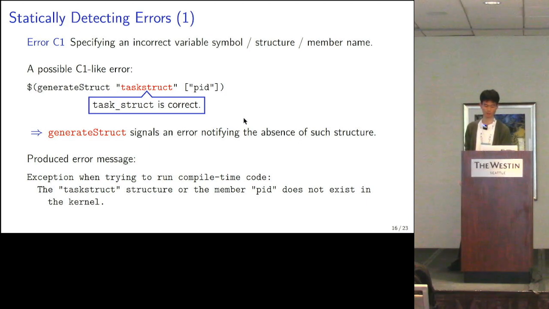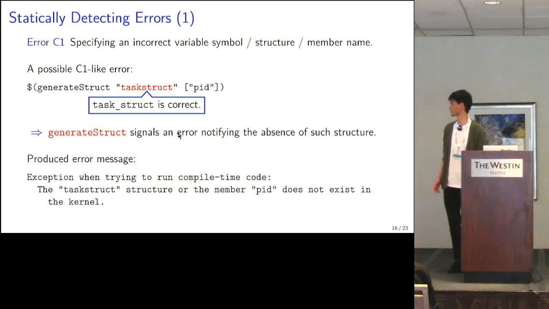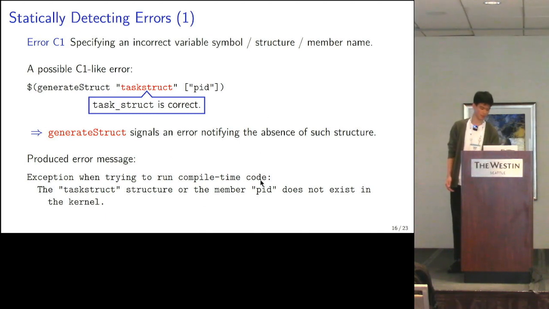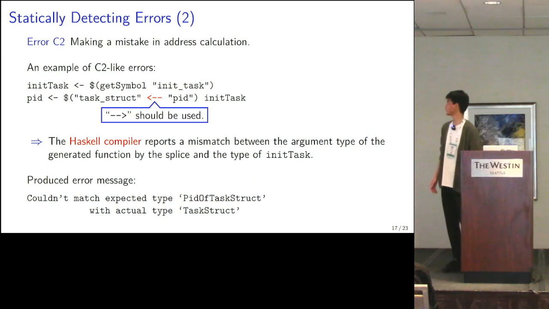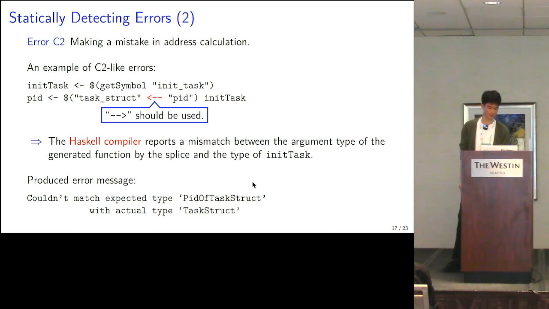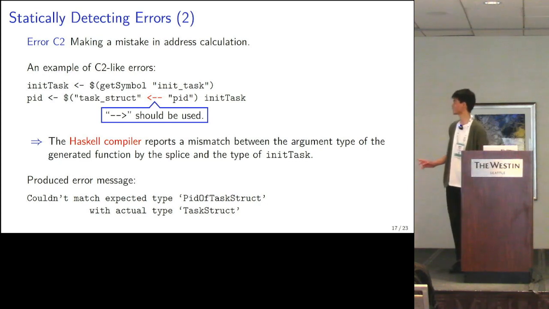For this type of error, the generate struct meta function signals an error that notifies the absence of such a structure, as in the error message here. And for the C2-like error, in this case, it obtains a structure pointer from the member pointer, whose direction should be inverted.